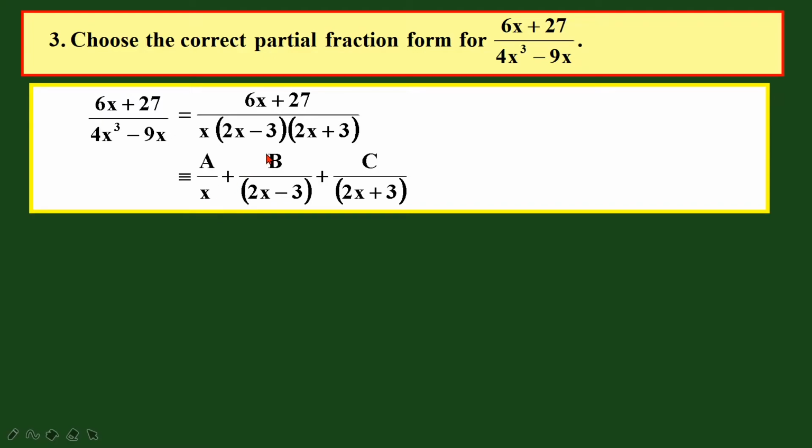Then I will need B over one of the brackets here, and the third one will be C over another bracket. So I get 3 constants here.